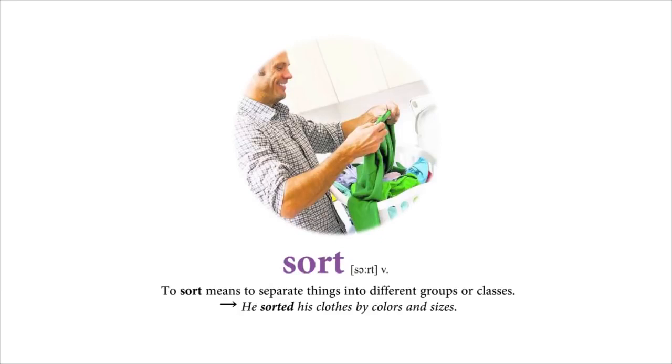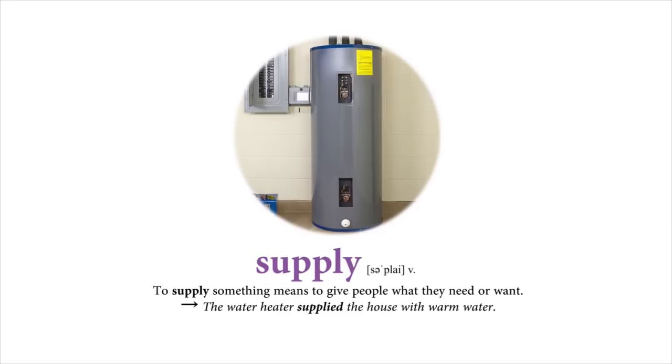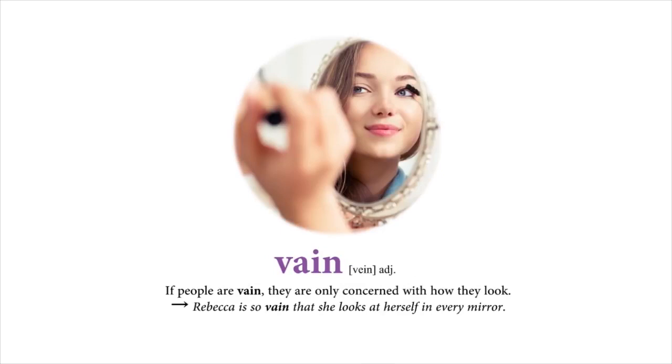Sort. To sort means to separate things into different groups or classes. He sorted his clothes by colors and sizes. Supply. To supply something means to give people what they need or want. The water heater supplied the house with warm water. Vain. If people are vain, they are only concerned with how they look. Rebecca is so vain that she looks at herself in every mirror.